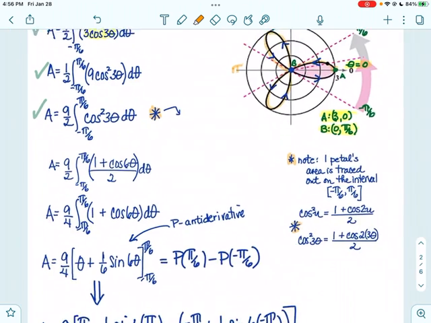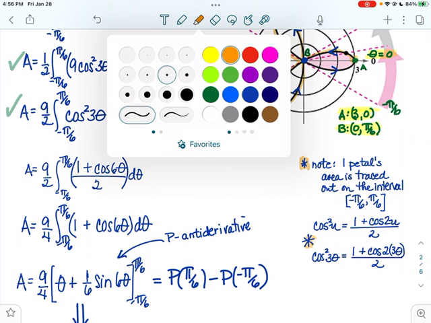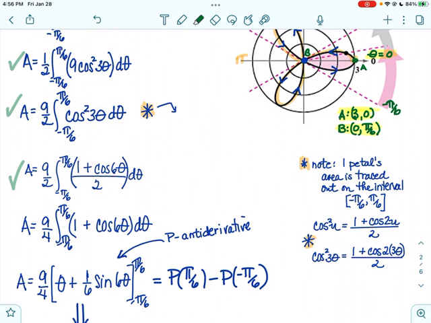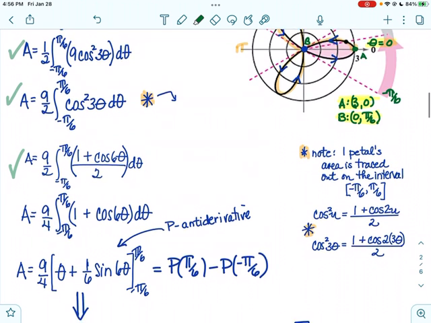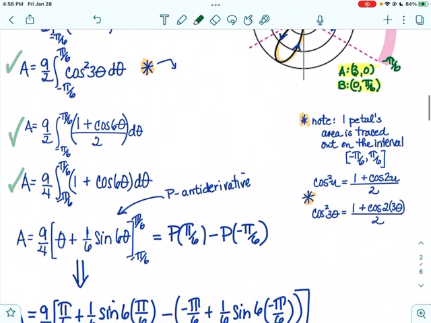So in the next step I have 9 halves times the integral, and the integrand becomes (1 plus cosine 6 theta) over 2. I'm going to pull the 2 out front, so I only have an integrand of 1 plus cosine 6 theta. I've pulled the 2 out, making it a constant multiplier of 9/4. Then I'm going to go ahead and take the antiderivative.